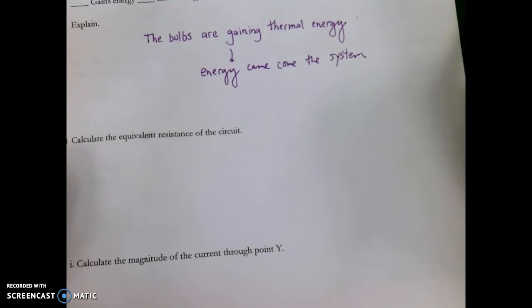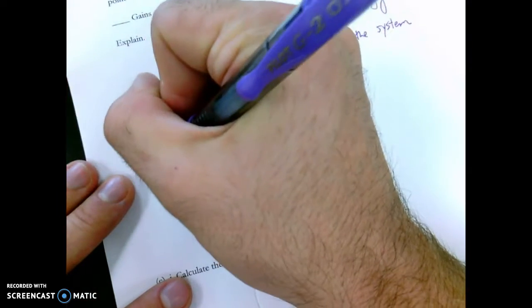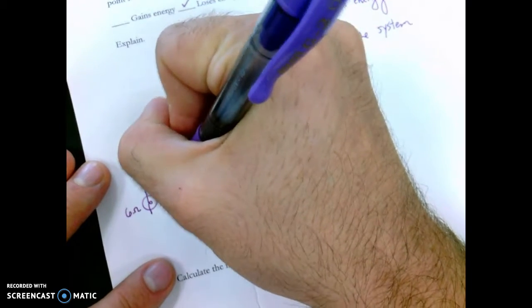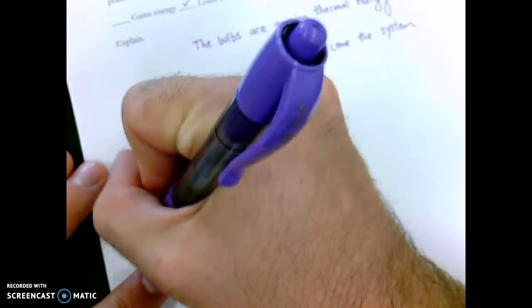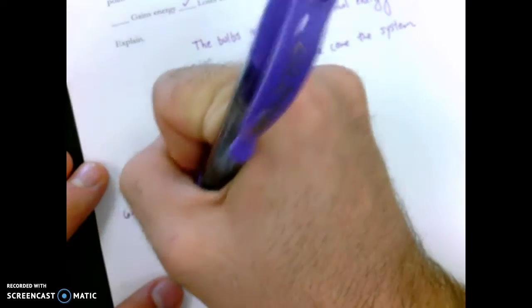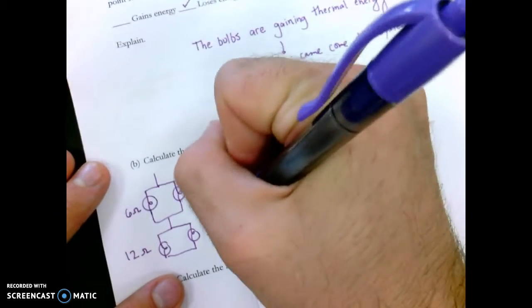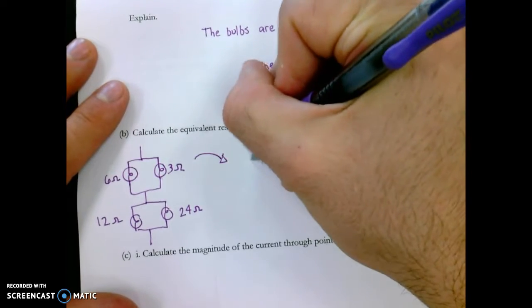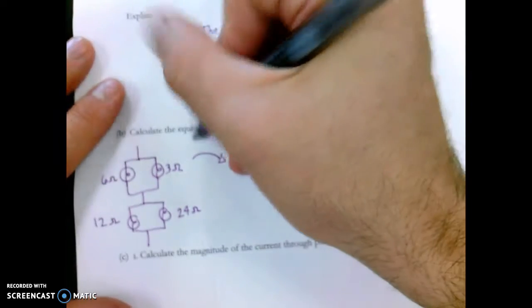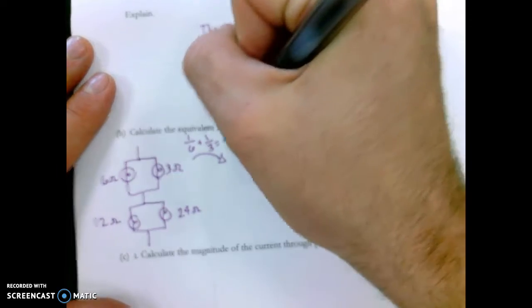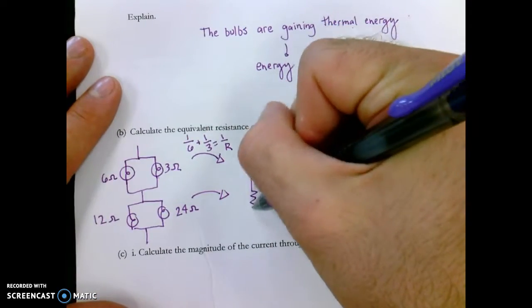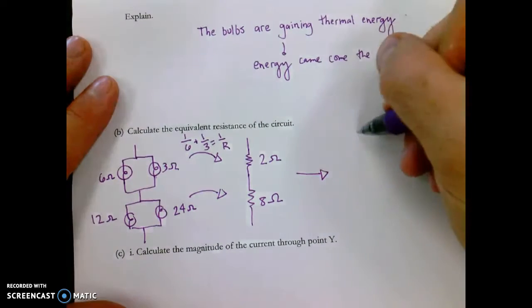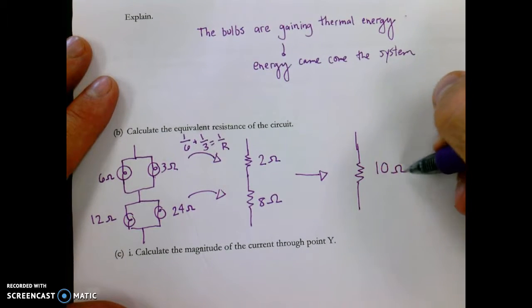All right, calculate the equivalent resistance of the circuit. Gotta feel good here. Here are these bulbs, which we are told their resistances: 6 ohms and 3 ohms in parallel, connected to a 12 ohm resistor and a 24 ohm resistor in parallel. Okay, so easy. Parallel resistors, I can combine them to make a 2 ohm resistor. 1 over 6 plus 1 over 3 equals 1 over the equivalent resistance. Same thing for this one, giving me an 8 ohm resistor. That simplifies down to a 10 ohm resistor with an 8 and a 2 in series. My equivalent resistance is 10 ohms. Got to be able to do that cold.